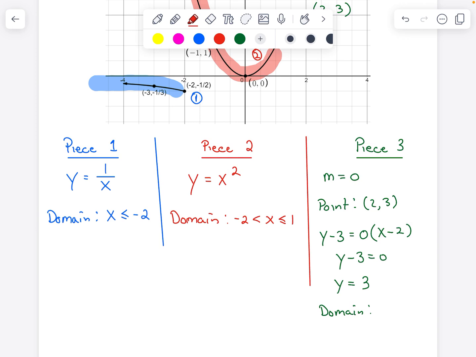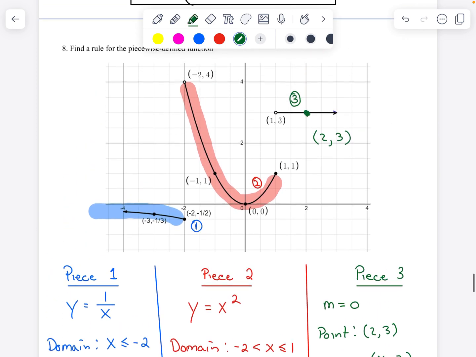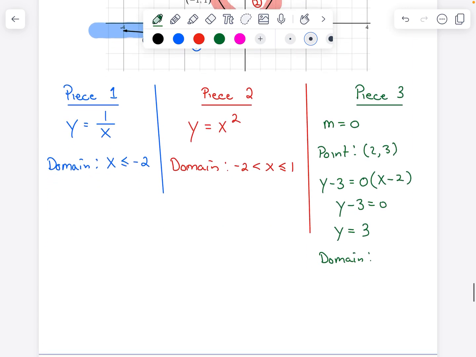For the domain, notice there's a lower bound at 1, and the graph extends to the right forever. Now 1 is not part of the domain because there's an open circle at 1, 3. So the domain for this piece is x is strictly greater than 1.